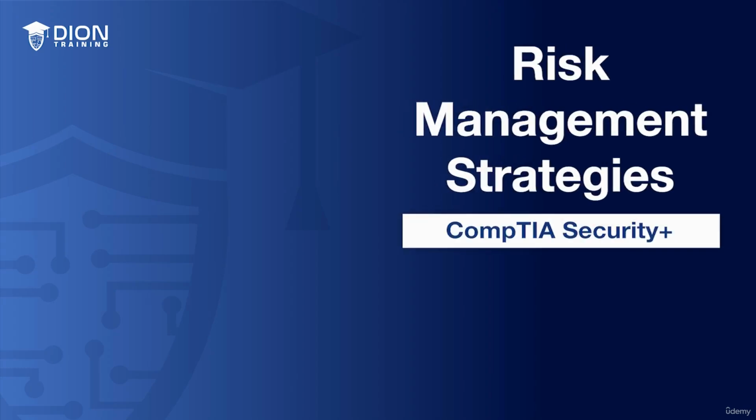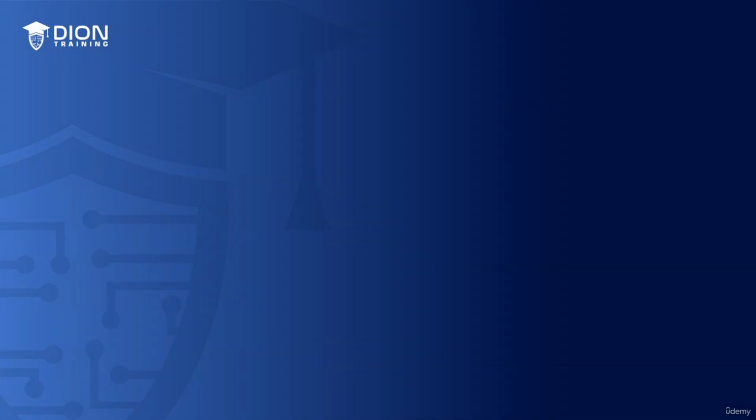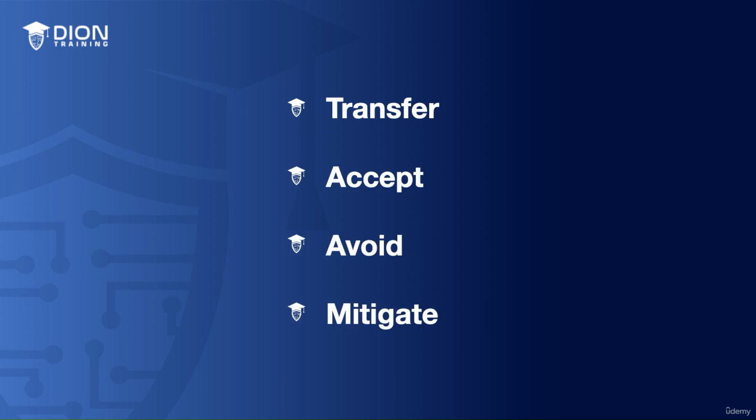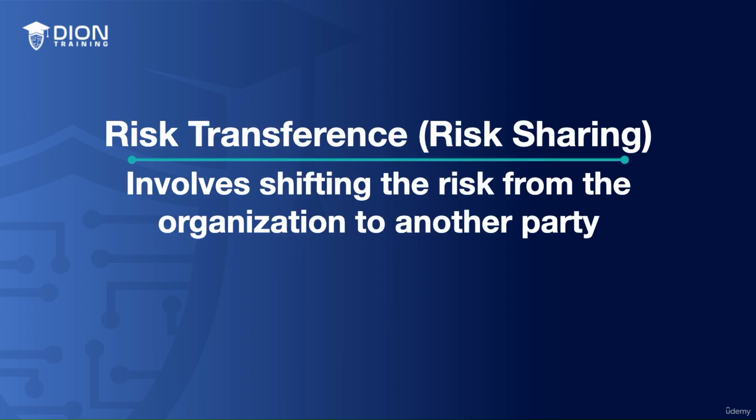In this lesson, we will discuss risk management strategies. Once risks are identified and assessed, the next step is to decide how to treat or manage these risks. There are four primary risk management strategies, which are transfer, accept, avoid, and mitigate. First, we have risk transference, also known as risk sharing.